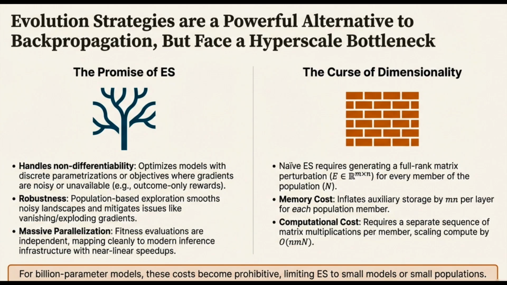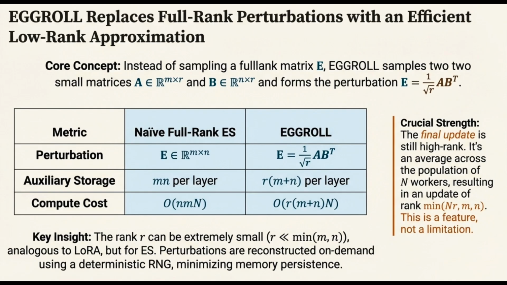So what's the mission today? Our mission is a deep technical analysis of the project that solved this scaling crisis. EGGROLL, which stands for Evolution-Guided General Optimization via Low-Rank Learning. This is how you take robust black box optimization and really make it competitive for an AI researcher working in that billion-parameter regime.